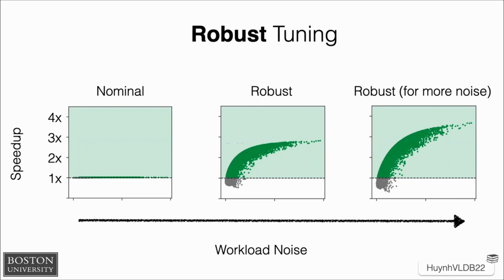Of course, you might observe that this comes at a cost. Every dot here is essentially an instance that is executed, a different tuning instance. So there are some instances that get slightly worse performance, and this is the price to pay for unpredictability. But for the majority of the cases, we have significant performance benefits.